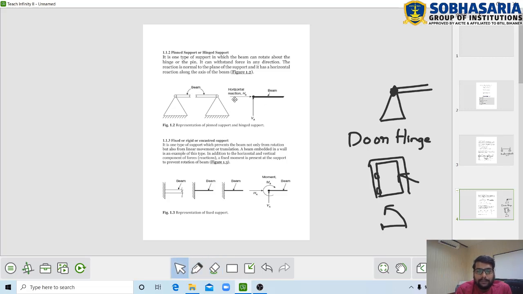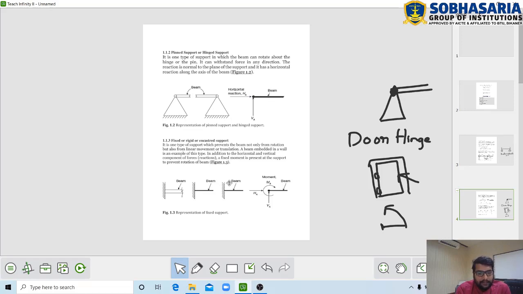But you can see there is a horizontal reaction and a vertical reaction shown. It means the beam will not yield when a horizontal force is applied and a vertical force is applied. Only movement is allowed in this type of connection.